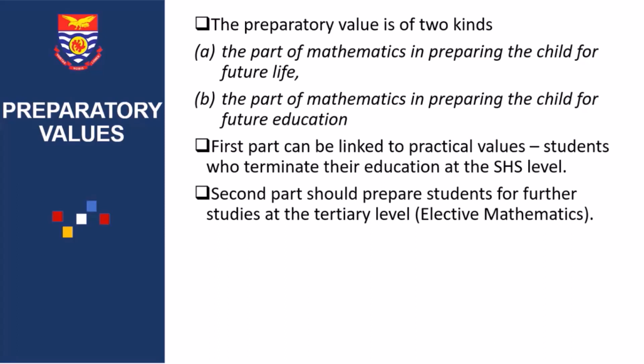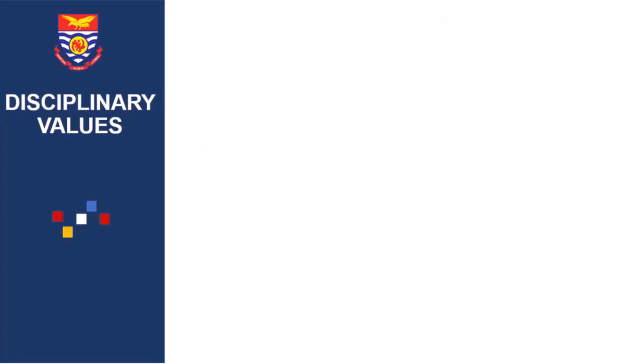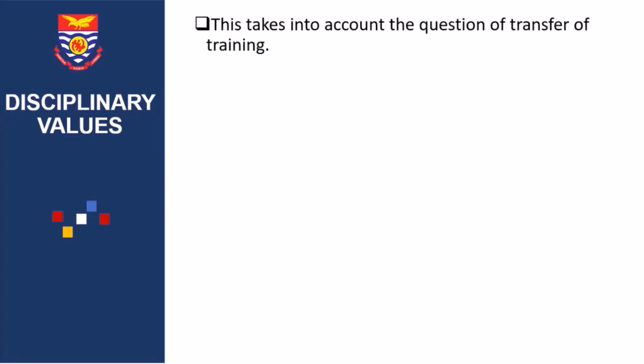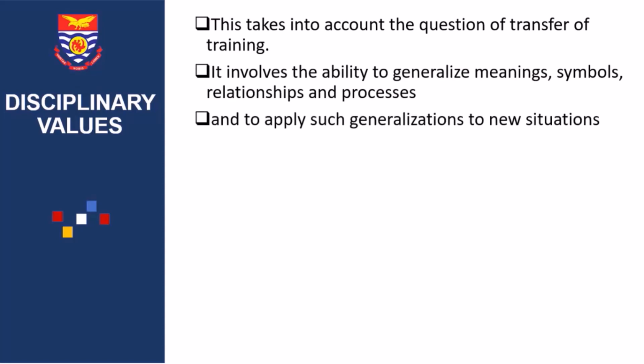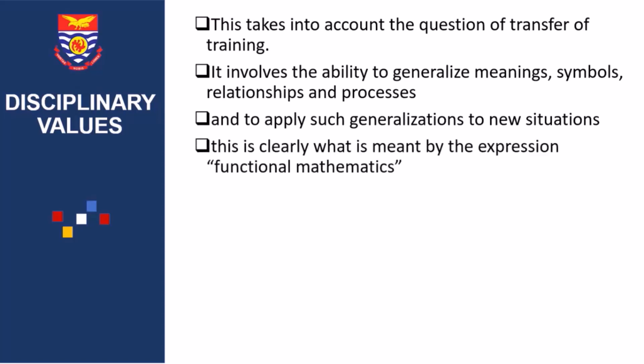So this value, the value that students get from content areas that prepare them for either future life or for future education, constitutes what we call the preparatory values. The third one, disciplinary values, and according to MEMIC, this takes into account the question of transfer of training. It involves the ability to generalize meanings, symbols, relations, and processes, and to apply such generalizations to new situations. So it's just like transfer of knowledge and the values that are gotten from that.